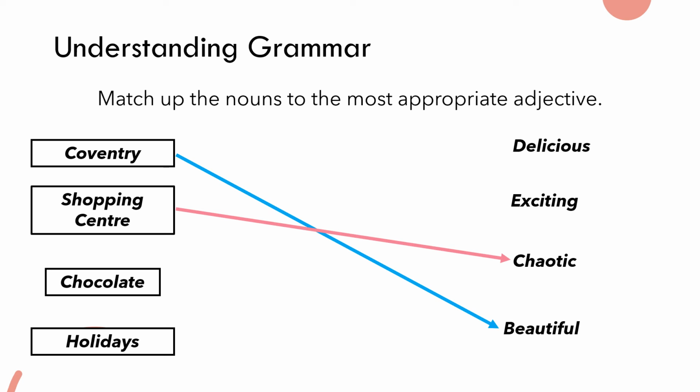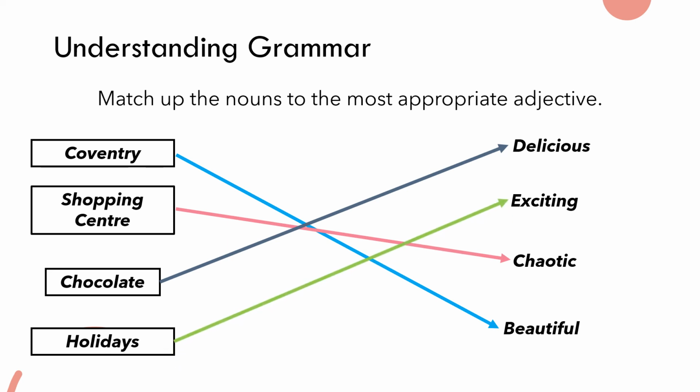The next one is chocolate. It's delicious. So again, delicious is referring to the taste, the enjoyment that people get when they have chocolate. And that would make the last one, holidays, exciting. So as you can see there, we've got 1, 2, 3, 4 adjectives on the right hand side. And I've tried to pair them up with the nouns that are on the left.